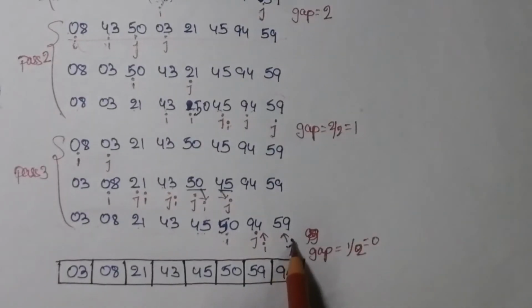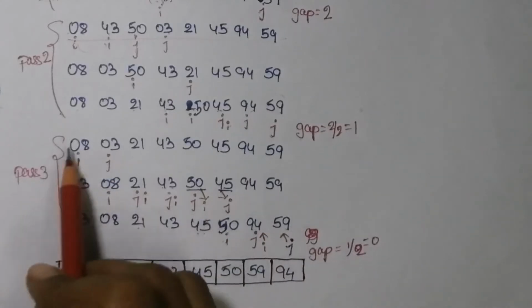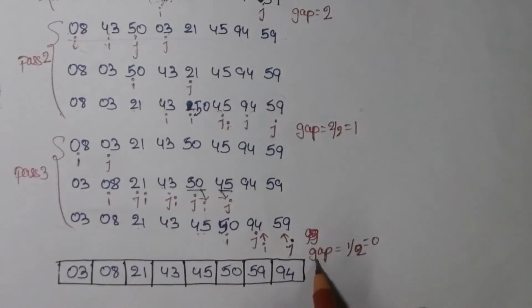Now j has reached the last index, right? So this is the end of pass 3, and now if we compute gap, it will be 1 by 2 equals to 0. So this is the final sorted array that we have got after 3 passes.